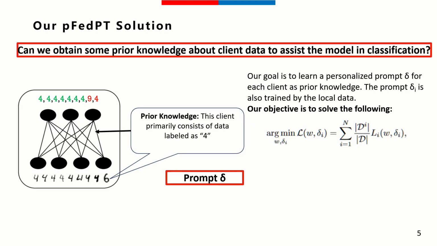Therefore, we are exploring the possibility of helping the classification tasks by introducing prior knowledge related to the distribution of client data into the original data. In this context, we consider using prompts as representatives of our prior knowledge. Consequently, our objective is to learn a personalized prompt delta for each client as prior knowledge. The prompt delta I is also trained using local data, thus representing certain prior knowledge.